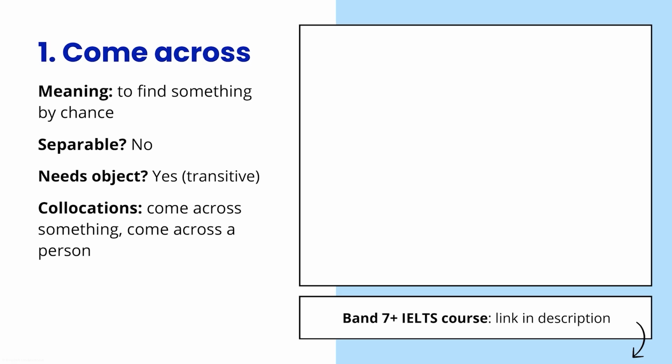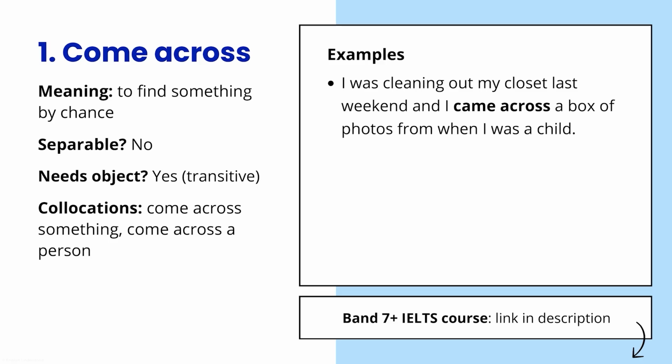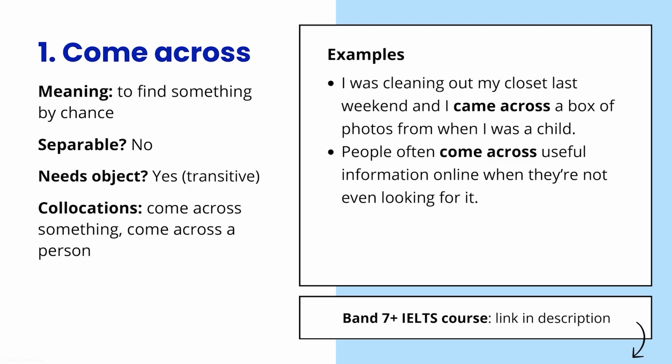Now here are some collocations: come across something and come across a person. So if you come across a person, you just find or meet that person by chance. It was not planned. So here are some examples. I was cleaning out my closet last weekend and I came across a box of photos from when I was a child. So this simply means that you just happened to find those photos. It wasn't planned. And here is one more example. People often come across useful information online when they're not even looking for it. So, come across is a great phrasal verb to use when you find something unexpectedly. You don't plan it, it just happens.